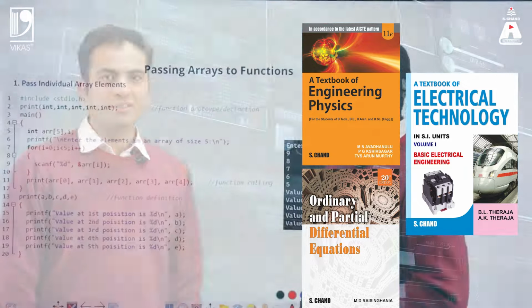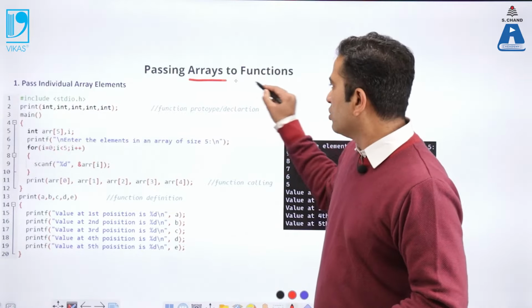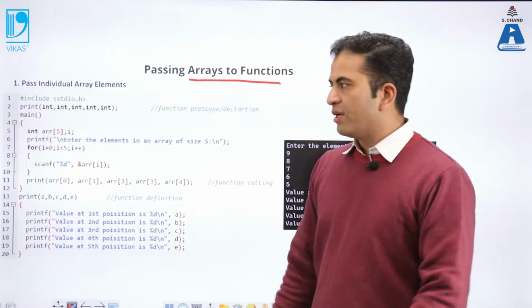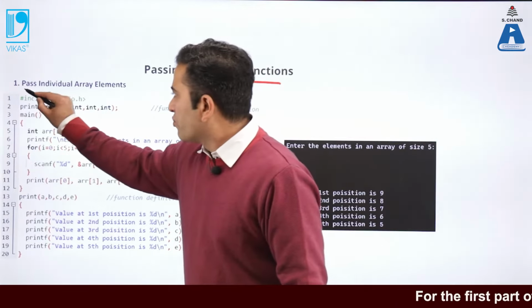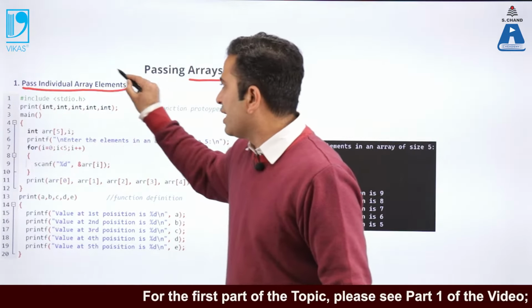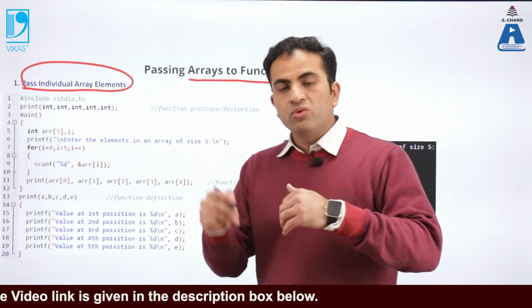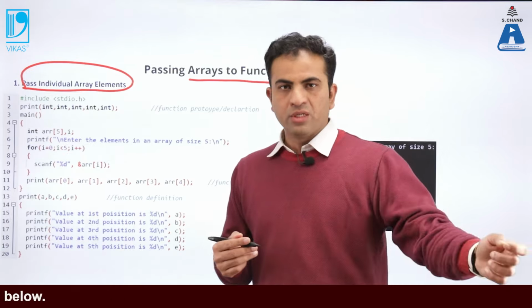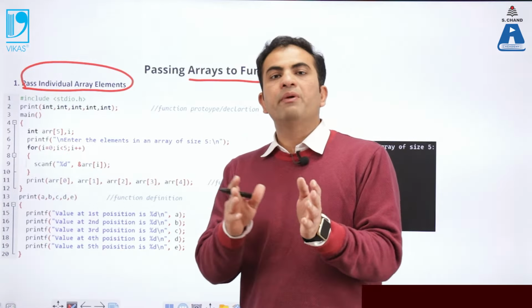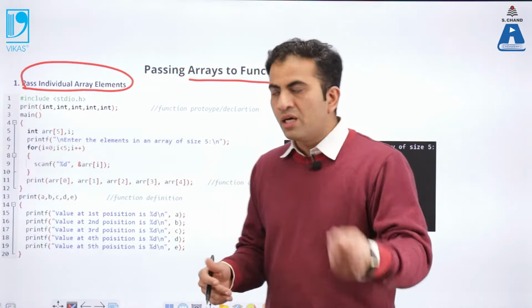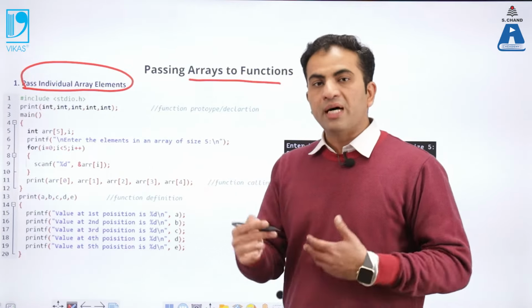So passing arrays to functions. What is the meaning of this? So first is pass individual array elements. In the previous part, we have studied about how to pass the single values. Now, if we want to pass multiple values in the arrays, so we can pass the arrays.